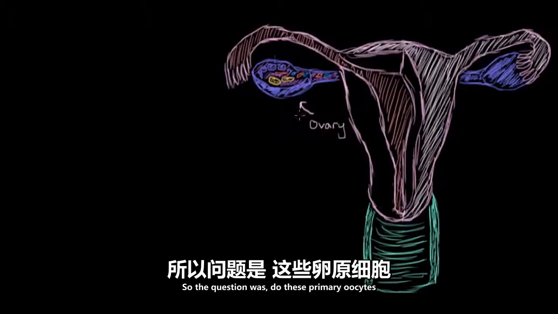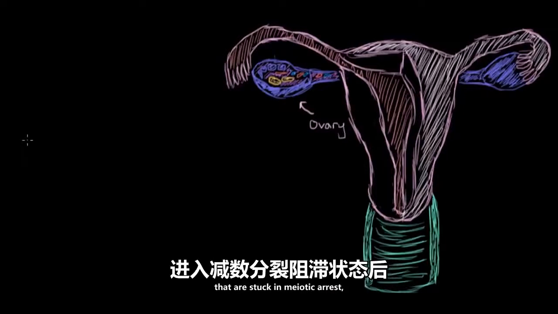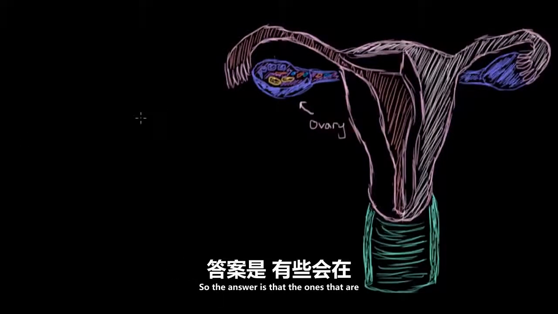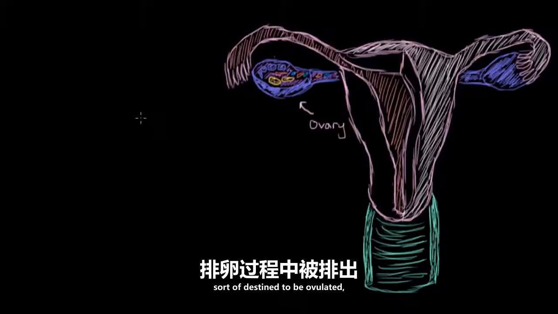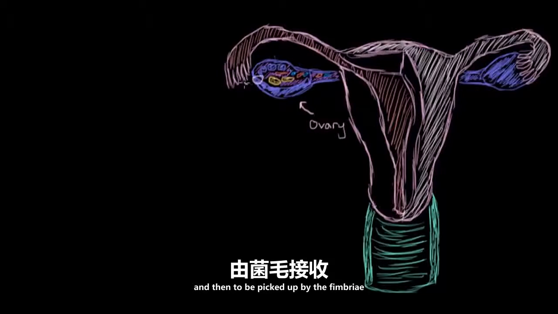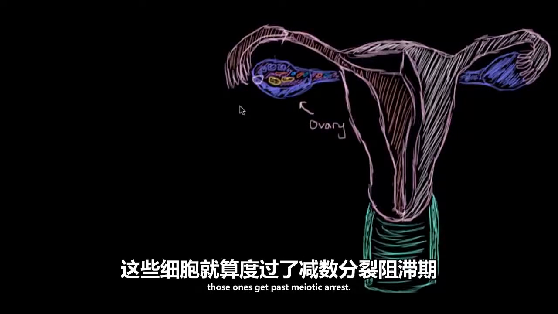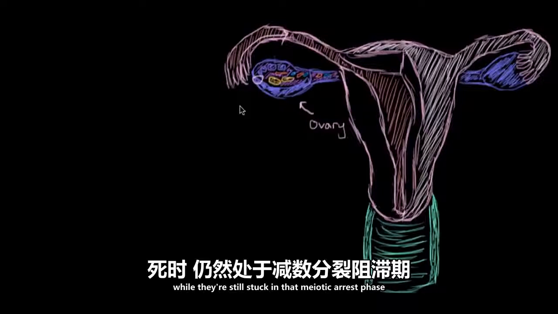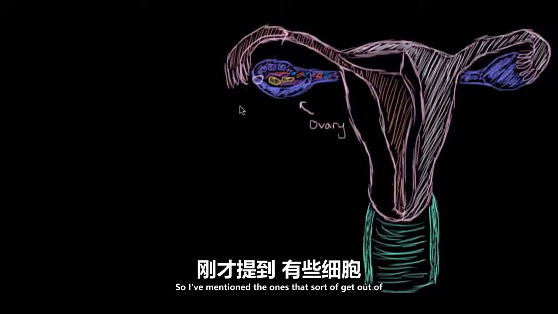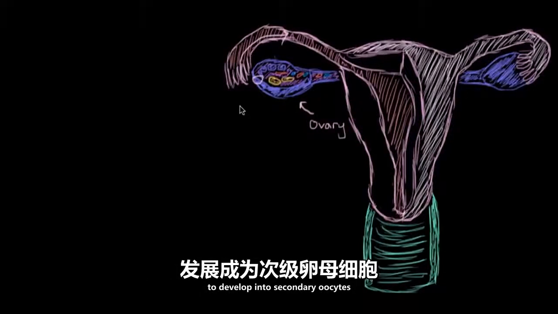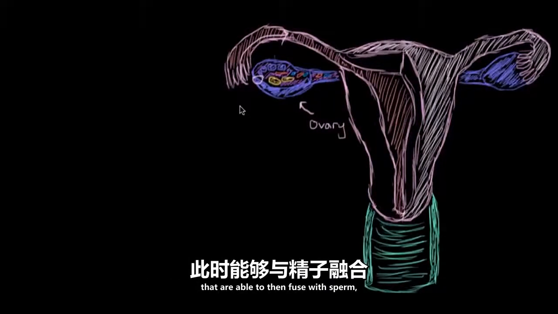And this is our key organ here. This is the ovary. So the question was, do these primary oocytes that are stuck in meiotic arrest stay like that? So the answer is that the ones that are destined to be ovulated, that is to be pushed out of the ovary right about here and then to be picked up by the fimbriae and then travel along the uterine tube here, those ones get past meiotic arrest. But most of them die off while they're still stuck in that meiotic arrest phase as a primary oocyte. So I've mentioned the ones that get out of the meiotic arrest phase and move on to develop into secondary oocytes that are able to then fuse with sperm.